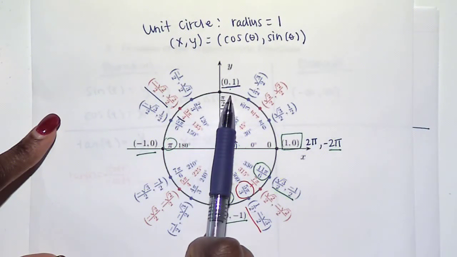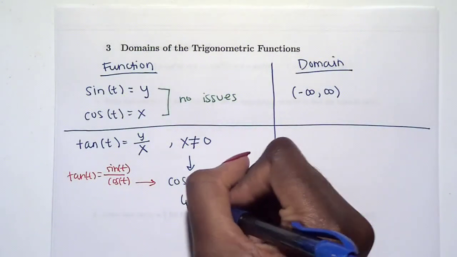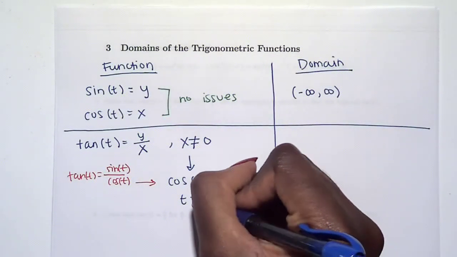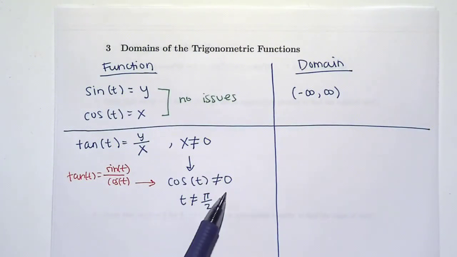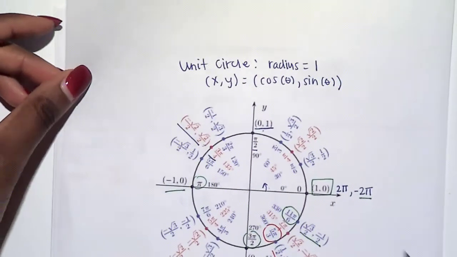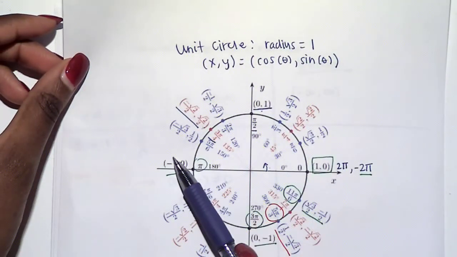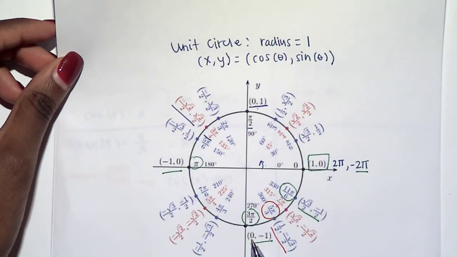Cosine of pi over 2 is 0. So that means the angle that we're working with cannot equal pi over 2. If so, cosine of pi over 2 is 0, and we can't divide by 0. So pi over 2 is not in the domain of tangent. Okay, let's keep going. We're looking for x values equal to 0. That also happens at 3 pi over 2.